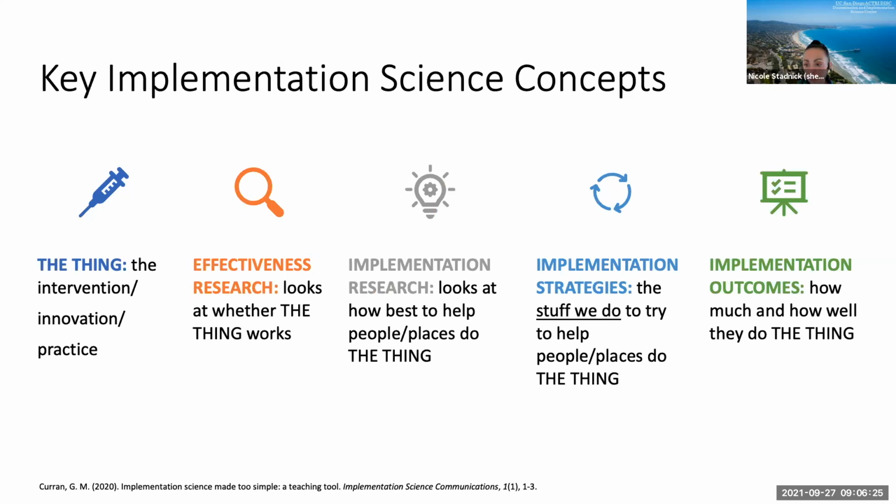So in summary, we wanted to wrap this up with some simple language offered by our colleague Jeff Curran. So the thing is the intervention, innovation, or practice. Effectiveness research looks at whether the thing works. Implementation research looks at how best to help people and places do the thing. Implementation strategies, they are the stuff we do to try to help people and places do the thing. And then finally, implementation outcomes are how much and how well they do the thing.